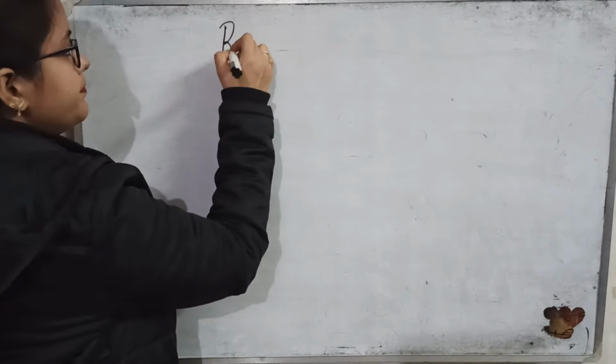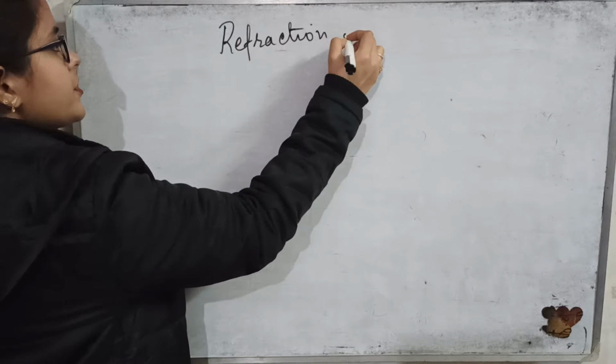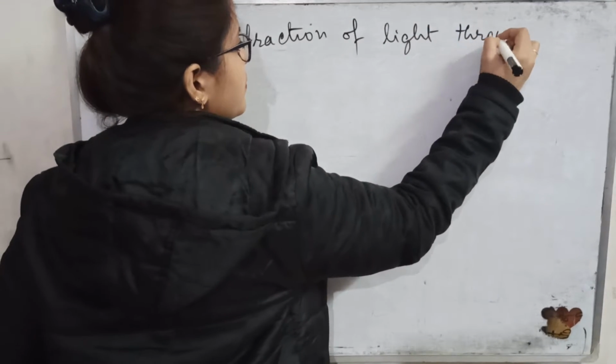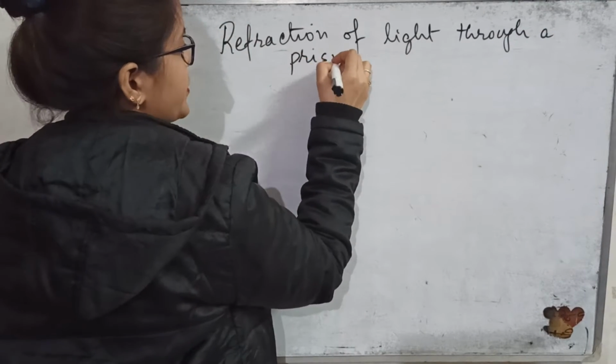Welcome back. Today will be the last video session for the portion that is there in your unit test 3. So in the previous video session we have discussed about refraction of light through a rectangular glass slab. Today we will be discussing about refraction of light through a prism, a triangular prism.